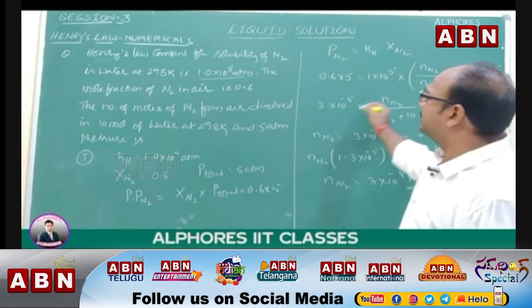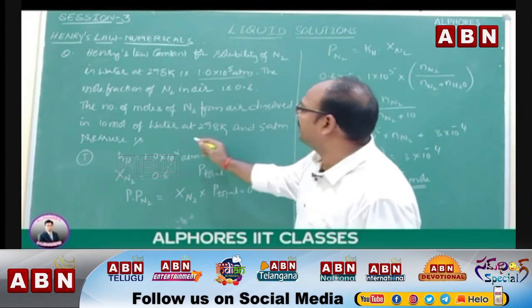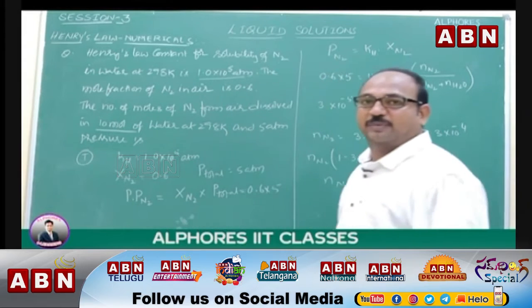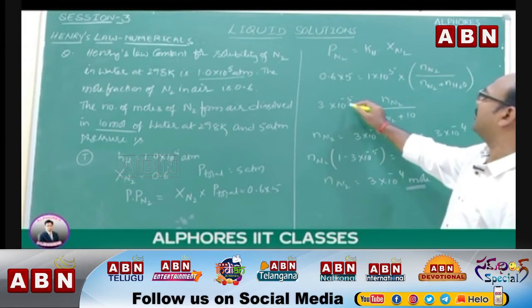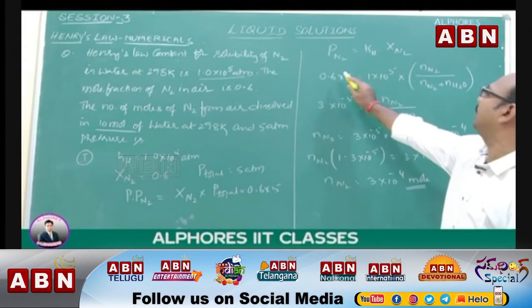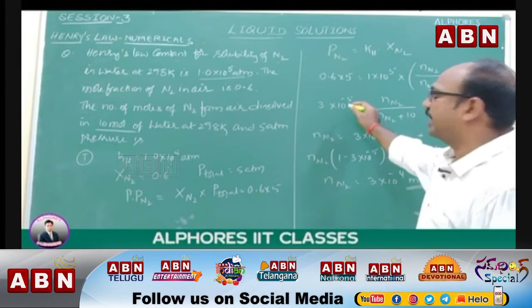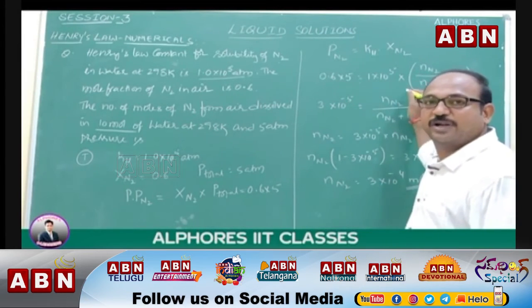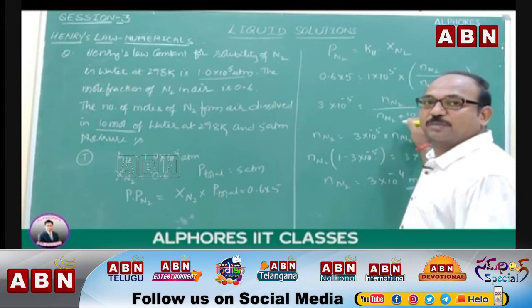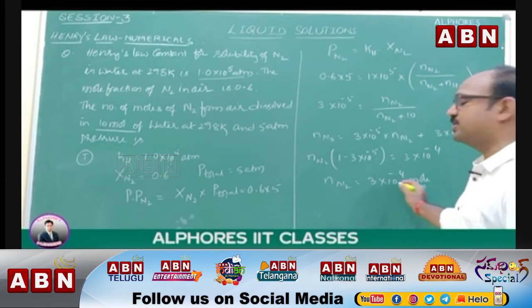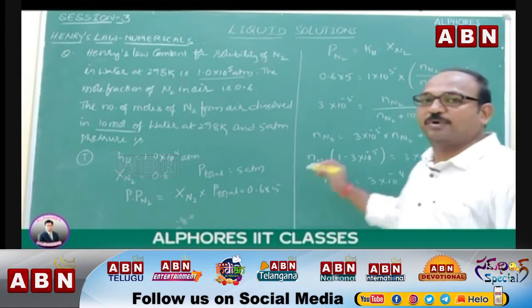Here number of moles of water provided is 10 moles. And 3 into 10 power minus 5: this is 3, and if you bring this 10 power 5 to this side it becomes 10 power minus 5. So 3 into 10 power minus 5 is equal to number of moles of nitrogen by number of moles of nitrogen plus 10. If we solve, we are getting number of moles of nitrogen as 3 into 10 power minus 4.